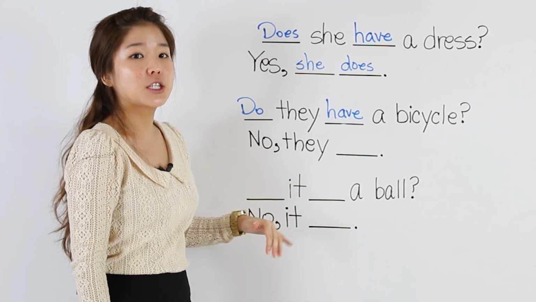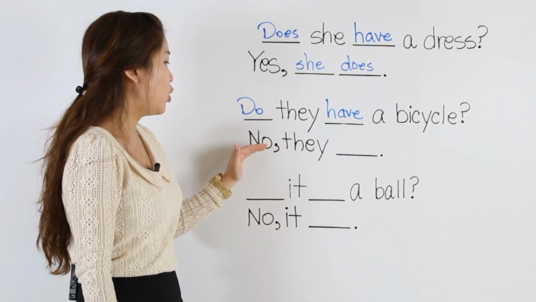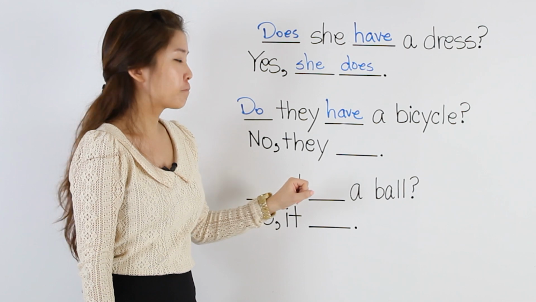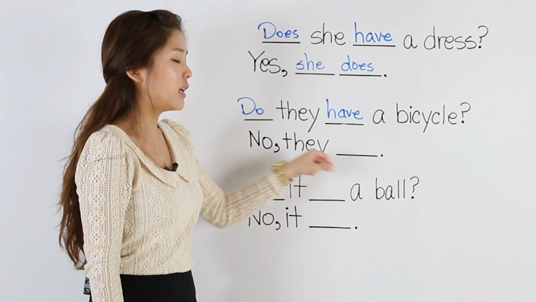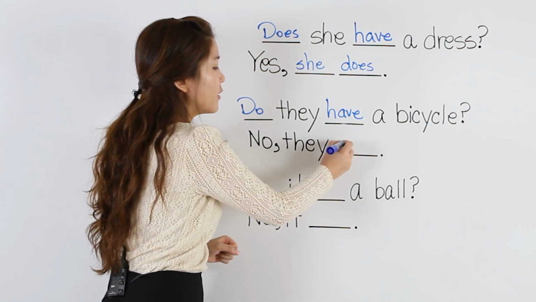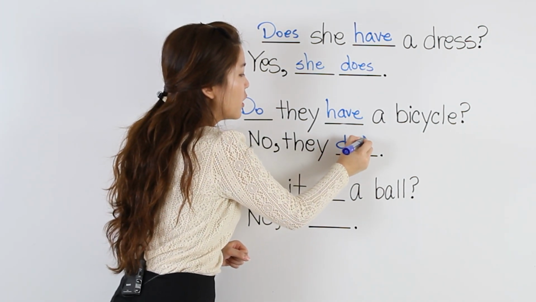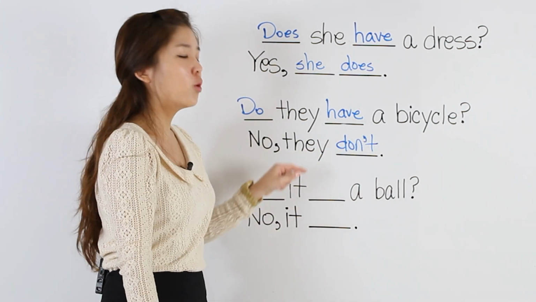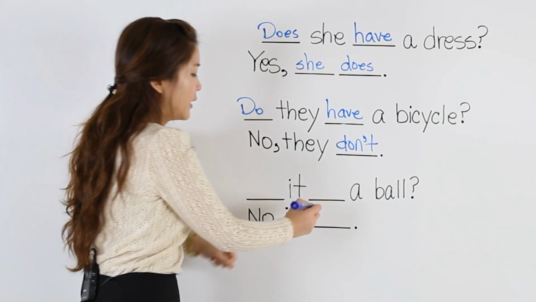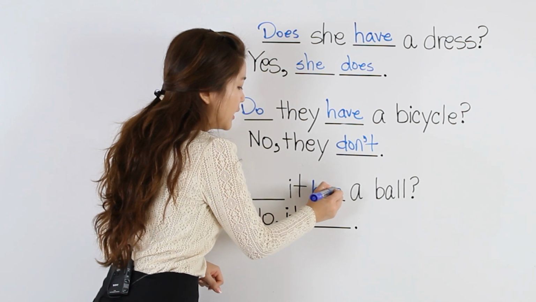This time, the answer is negative. No, they... What do we put here? It doesn't make sense to say do, right? No, they do. That's wrong. It's a negative. We have to say no, they don't. No, they do not.